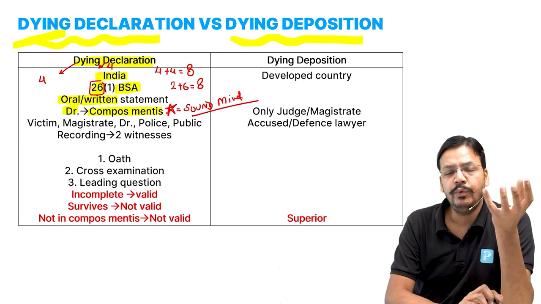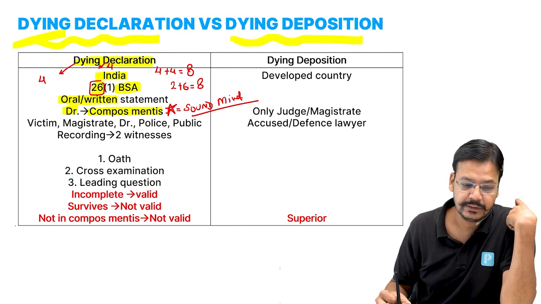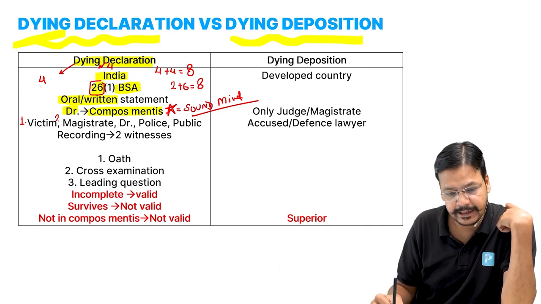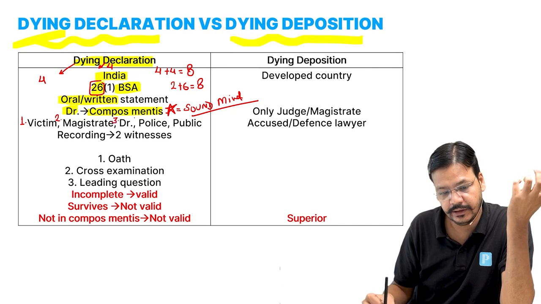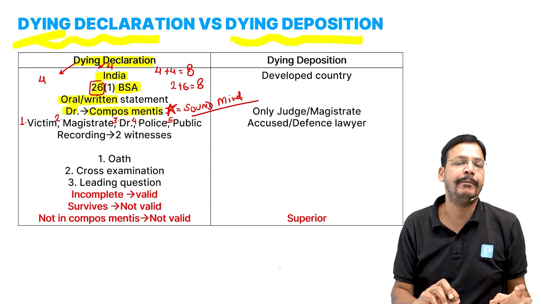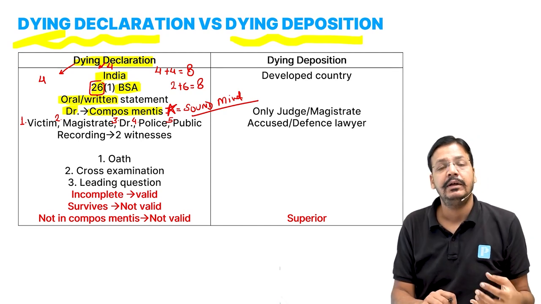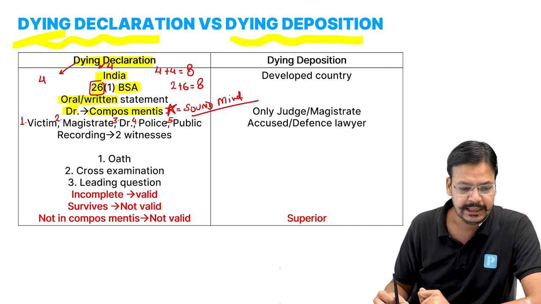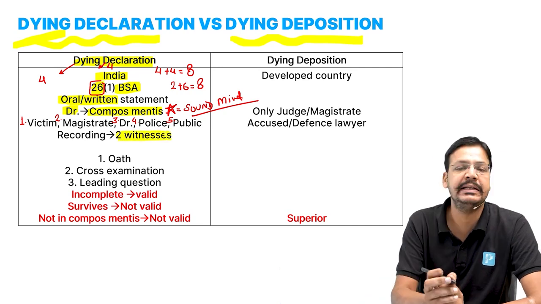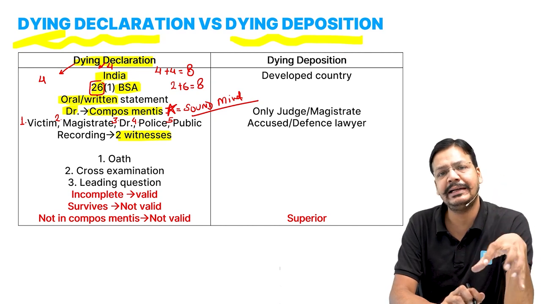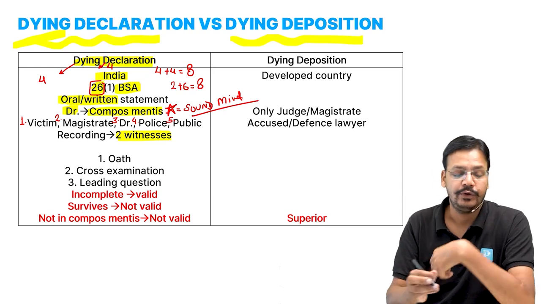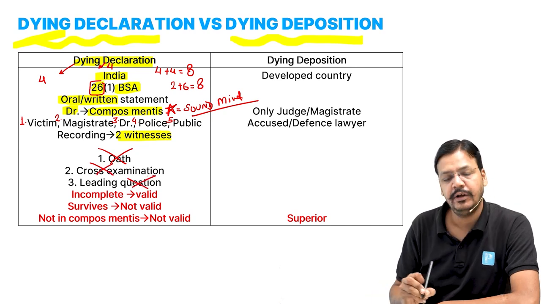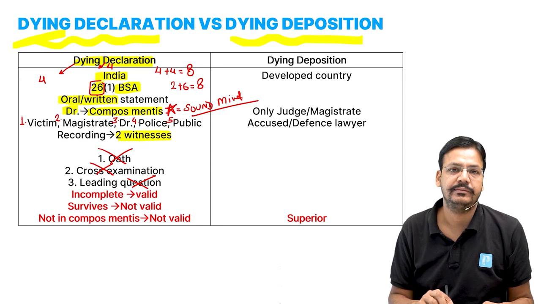Now, who records this dying declaration? First priority, the victim himself can record. Second priority, magistrate. Third, doctor. Fourth, police. Fifth, any public. So the best is if the victim records or if there is a presence of a magistrate, but it can be taken by anyone. Now, sir, this recording is mostly done in the presence of two witnesses. But sir, we presume in India that a dying person never lies. So, Dr. Saab, we don't take oath, we don't go for cross-examination, we don't take leading questions in dying declaration.